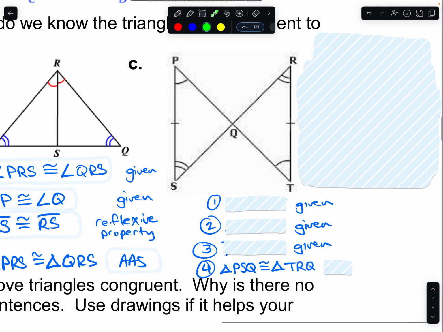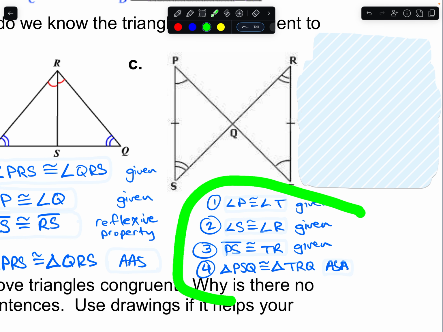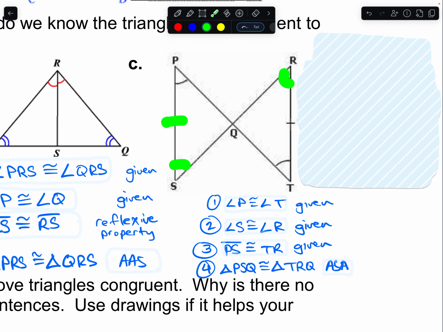Part C, this is probably the preferred way to do it because we use all of the given information. We have given angles are congruent, it's given that these angles are congruent, and it's given that these sides are congruent. These sides are the connecting sides, so the triangles are congruent by angle, side, angle. Watch how you name the triangles. Make sure you pay attention to the order where P matches with T and S matches with R.